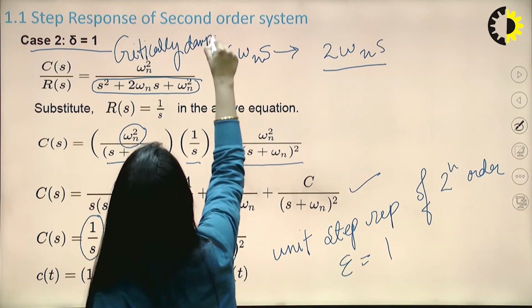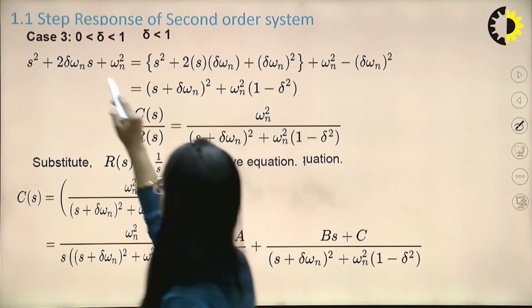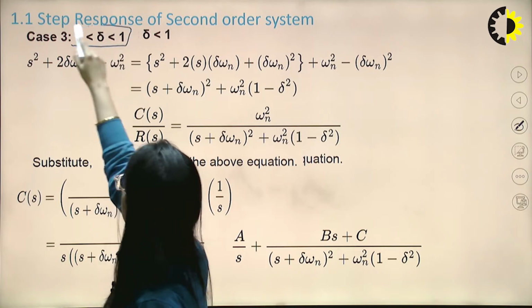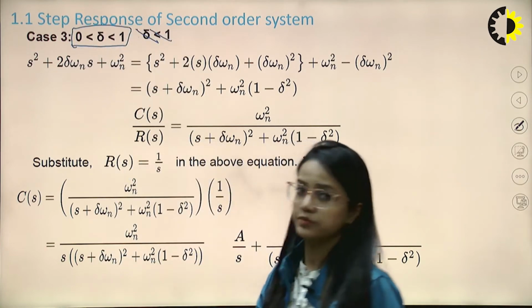Critically damped. Now case 3. Case 3 is zeta between 0 and 1. Okay.